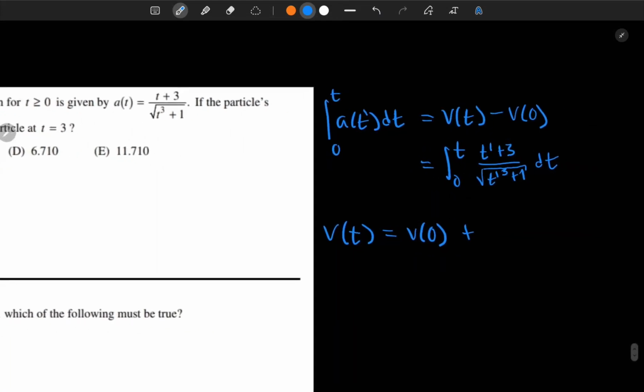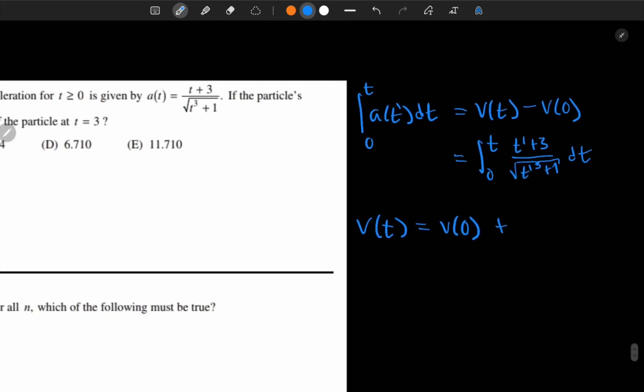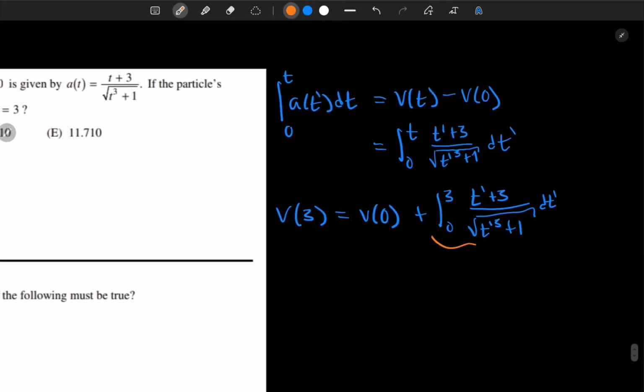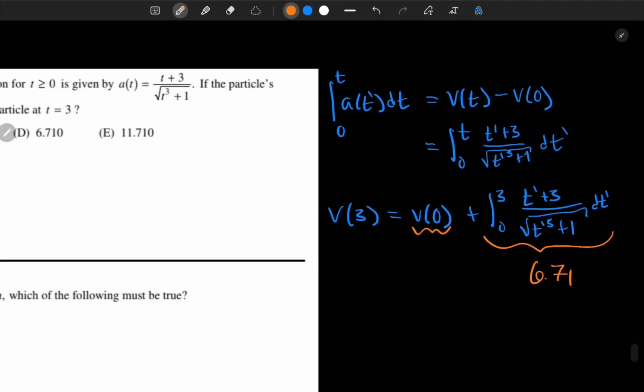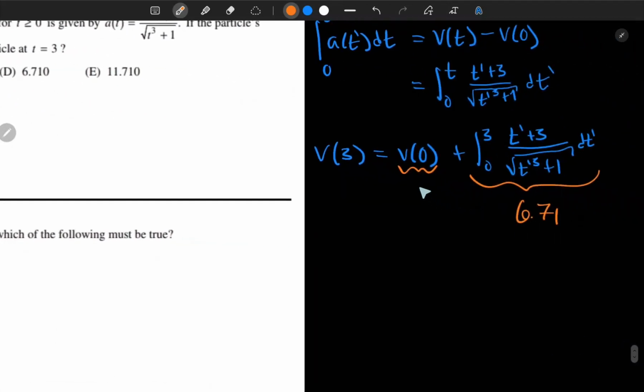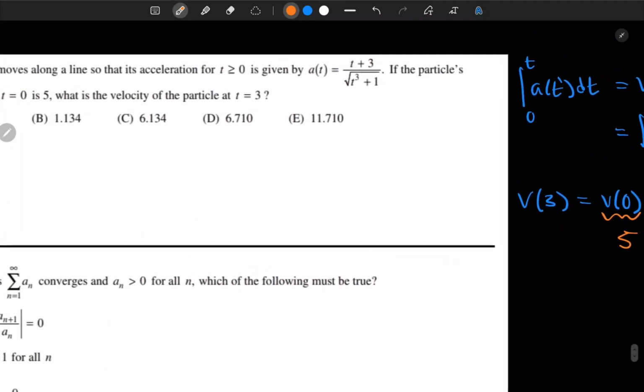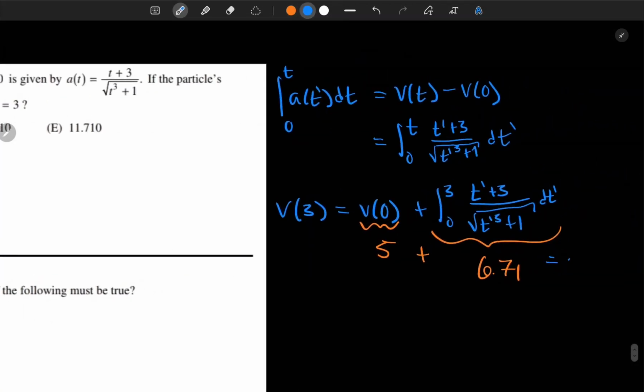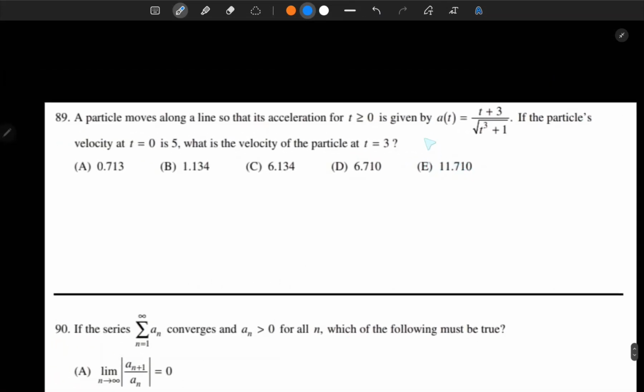Now plugging in t equals 3, we find that v(3) is equal to v(0) plus the integral from 0 to 3 of (t' plus 3) over the square root of (t' cubed plus 1) dt'. Then, solving for this integral on our calculators, we find that it's 6.71, and v(0) is given to be 5. So the answer here is 5 plus 6.71, which equals 11.71. So the answer here is 11.71, or E.